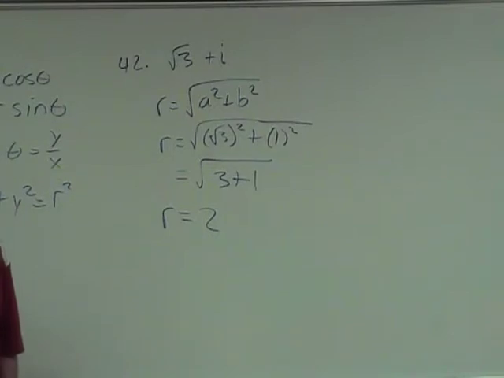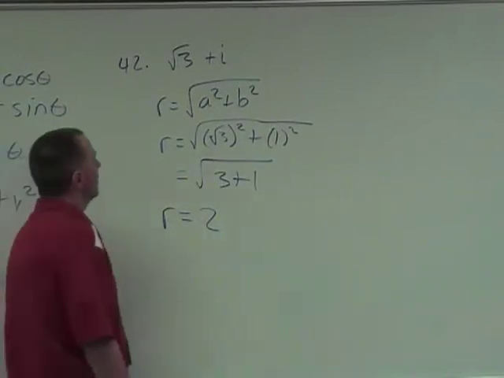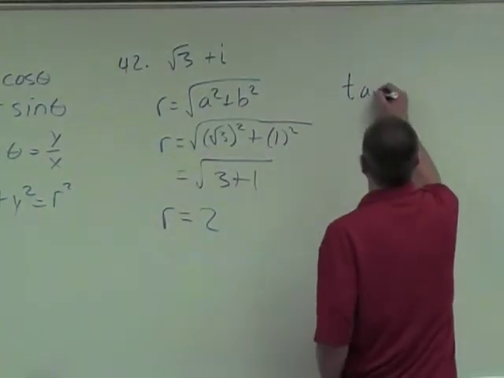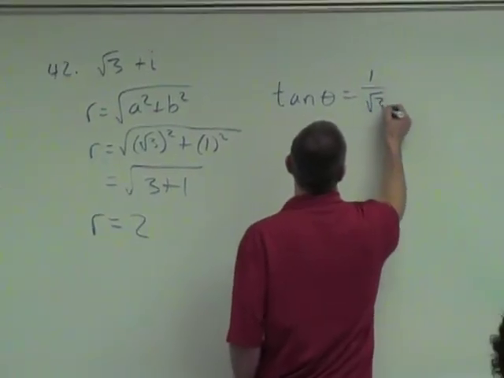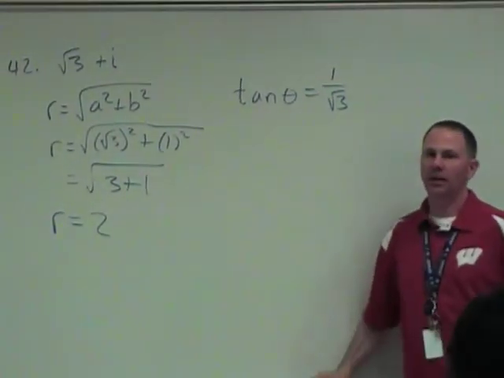That's step 1. It's the same thing. It just happens to be the same. You said it wouldn't always be the same. Tangent theta is y over x, b over a.